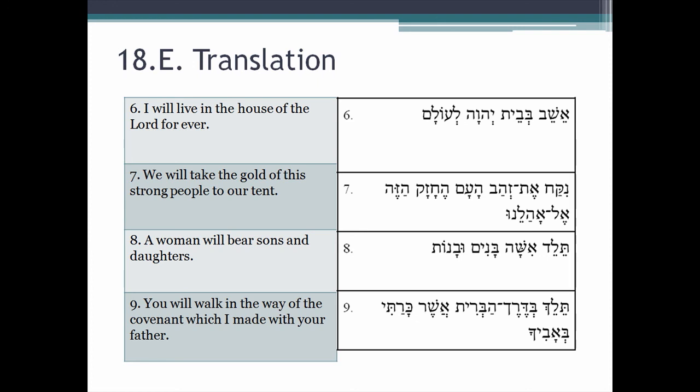We have preposition bet, and then we have av, father, and then ka, the suffix, your father. Remember, av is a little unusual. It adds this yod here, avika, before the suffixes.